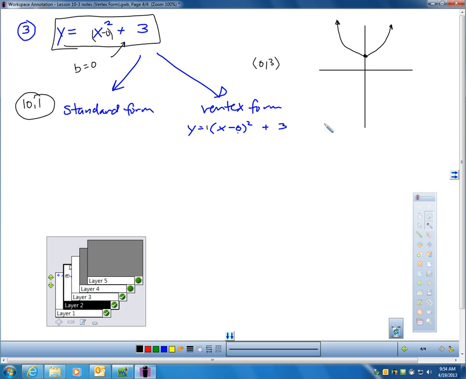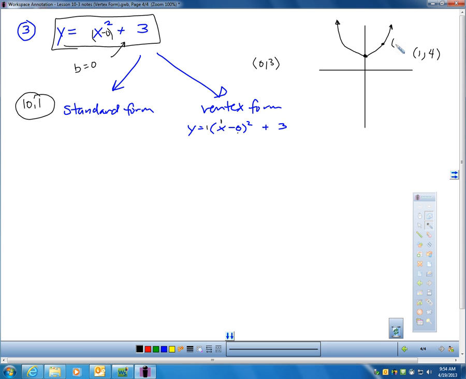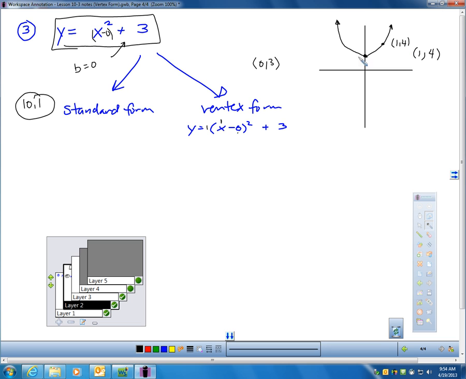I've got to get another point on the graph, so I tell you what, I'll plug in 1. Let's see at 1 what's y. So if I plug in a 1 here, 1 minus 0 is 1. 1 squared is 1. 1 times 1 is 1, plus 3 is 4. So the point (1, 4) would be on the graph, which means this has to be the point (-1, 4).